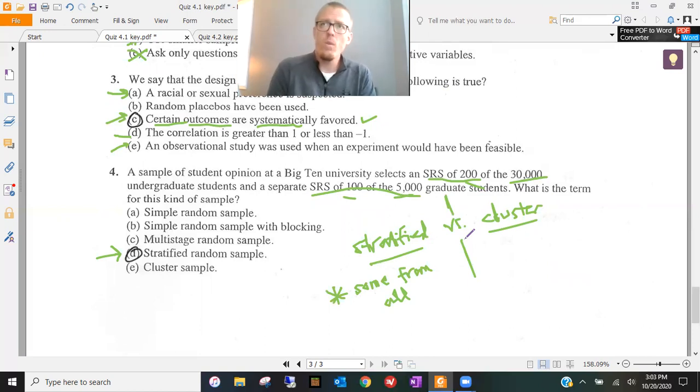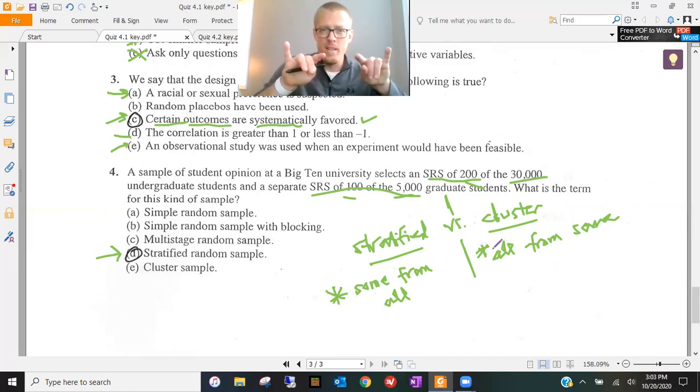Cluster would be, take the high school, split it up into 4 grades. We're going to randomly select one of those grades and take everybody. Cluster is all from some. It's exactly the opposite. We take all the people from only some of the groups. And it's just a turn of phrase, the difference between these two.